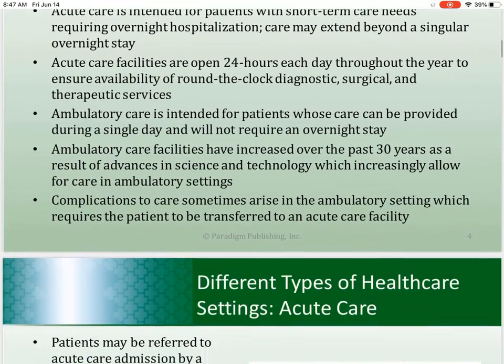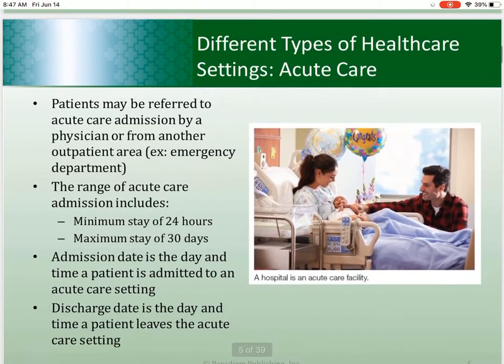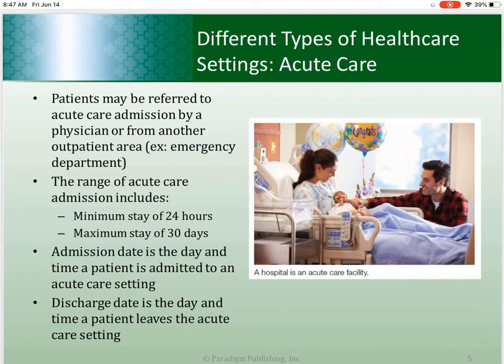Alright, so let's break down our two different types. So let's get into acute care first. Hospital personnel provide acute care to patients who experience sudden health issues or illnesses and cannot be treated in an outpatient care facility. Patients requiring acute care are either admitted to a hospital through the emergency department or sent from an outpatient clinic or a physician. Acute care can range from a minimum stay of 24 hours to a maximum stay of 30 days, although exceptions to this guideline may occur.